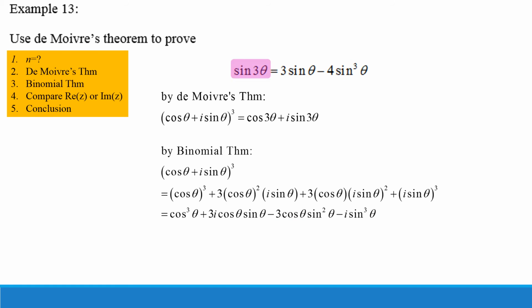Let us look at the question again. We are supposed to prove for sine 3 theta. Let's look for it. In the De Moivre's theorem expansion, we find that sine 3 theta is exactly the imaginary part.